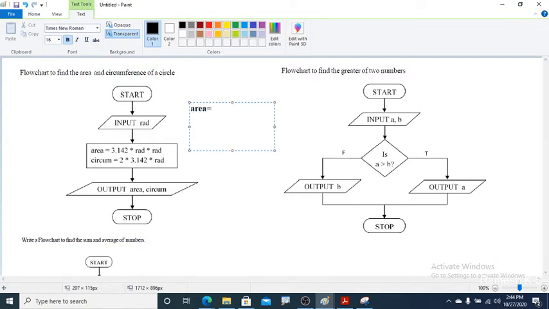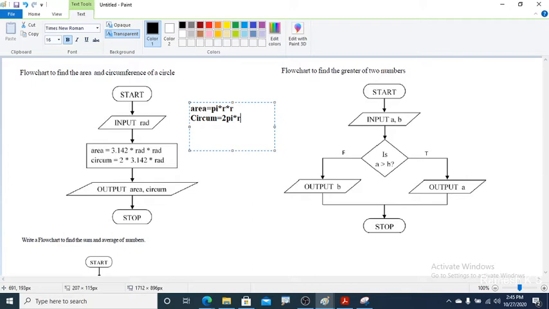Area is equal to pi r square. All of you know that, pi r square. Pi into r square, r into r. That is the area formula. And the circumference formula is 2 pi r. 2 into pi into r.